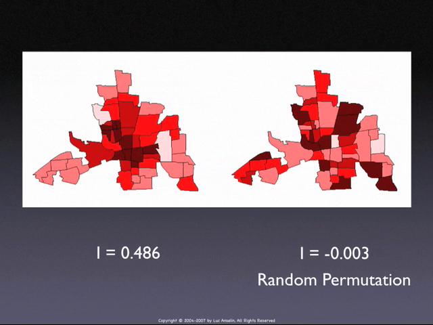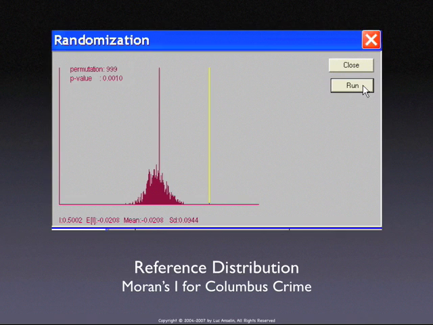This is a screenshot of GeoDa, where this is the empirical distribution of Moran's I. This yellow bar is the one we actually observe. Up here it tells you we did 999 permutations. None of the permuted values is larger than or equal to the one we observe. So we have 0.001, which is it.